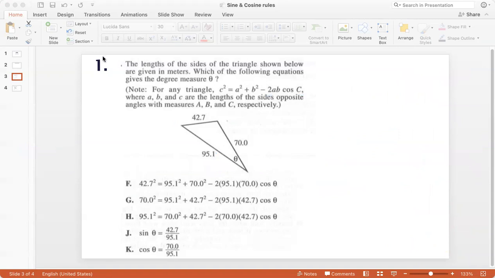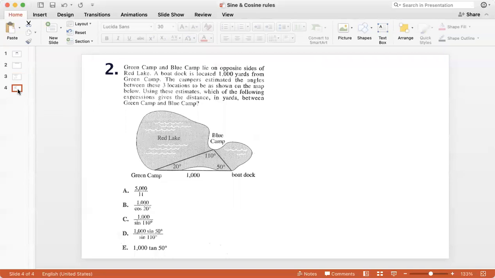Okay, let's look at another question. Green Camp and Blue Camp lie on opposite sides of Red Lake. A boat dock is located 1,000 yards from Green Camp. The campers estimated the angles between these three locations to be as shown on the map below. Using these estimates, which of the following expressions gives the distance in yards between Green Camp and Blue Camp? Now here, you have to find this distance, Green Camp to Blue Camp, and you've been given all the angles and one side, right?